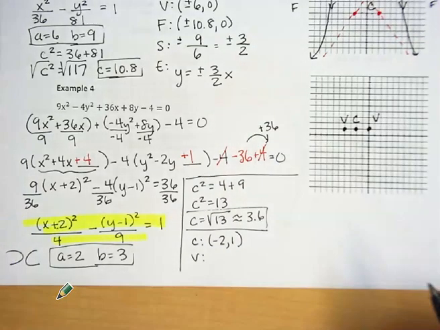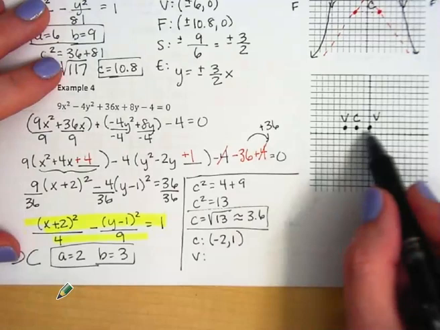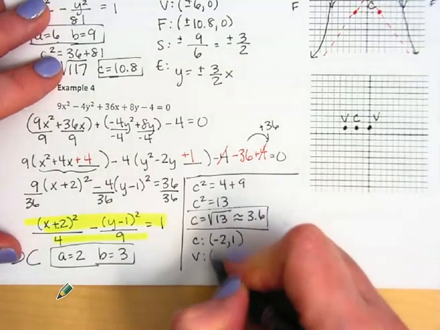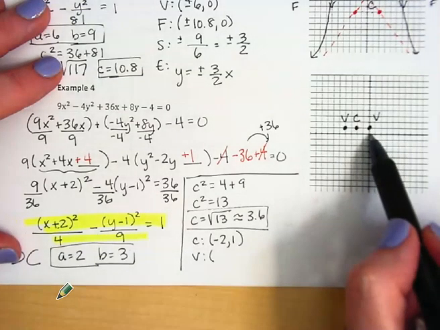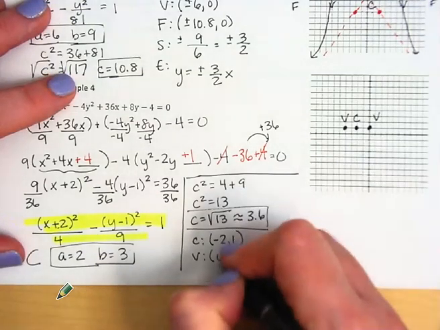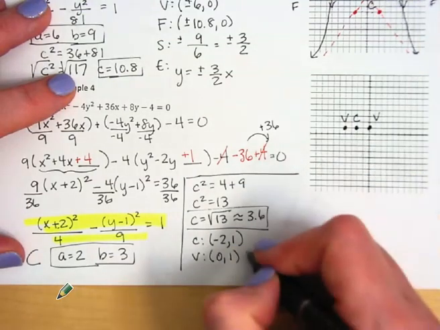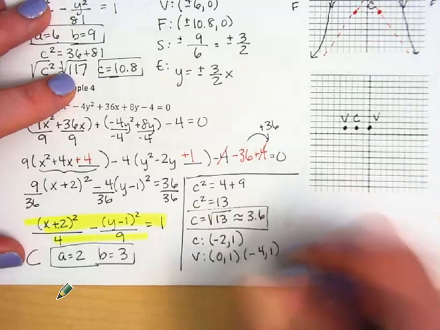So my ordered pairs this time are different. It's not as easy as doing the plus or minus. If you're looking at your formula sheet, it's H plus or minus your A value. So h plus or minus 2. The first vertex I did to the right is 0, 1. And the vertex to the left is negative 4, 1.